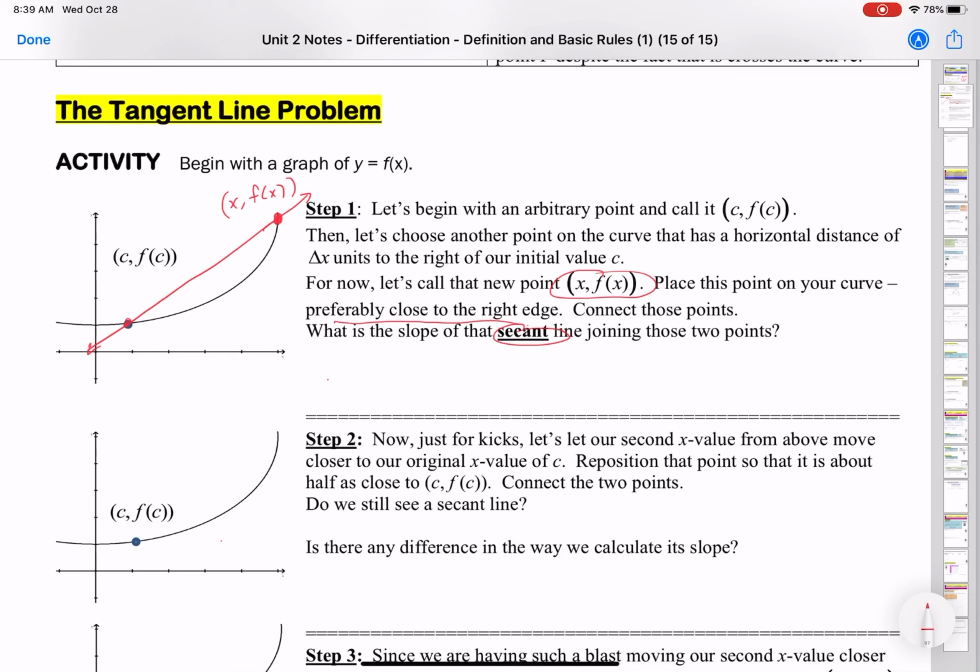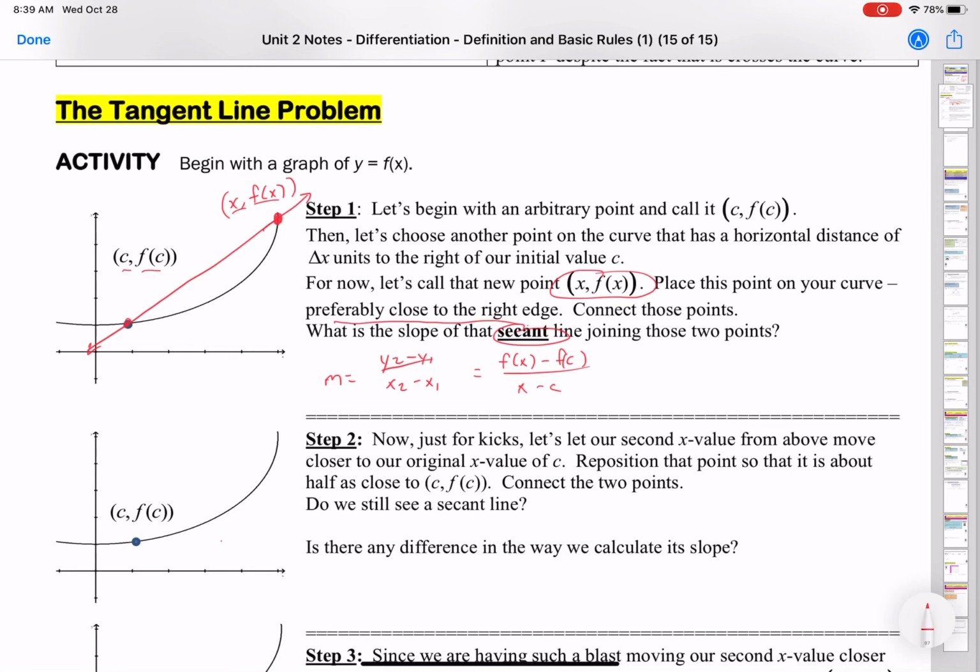So it's different from a tangent line. A tangent line is only going to be touching the curve at one point. A secant line is connecting two points. It's asking us what is the slope of this secant line. Well, we need to remember our slope formula. y2 minus y1 over x2 minus x1. So our y coordinates here are f of x, f of c. So f of x minus f of c over x2 minus x1, so x minus c. This would be our formula for calculating the slope of this line.